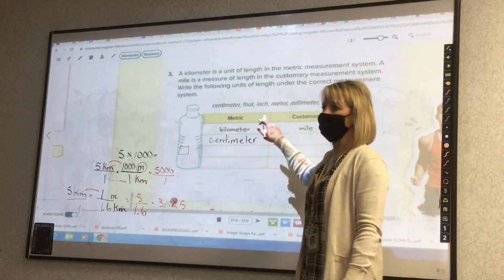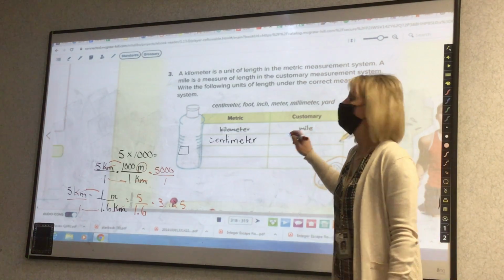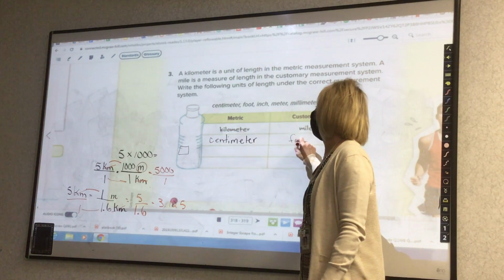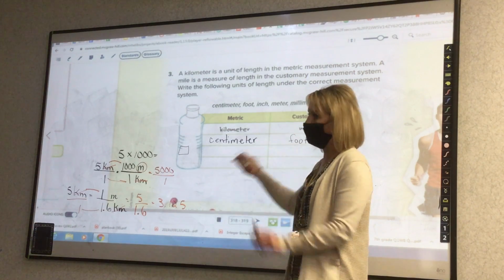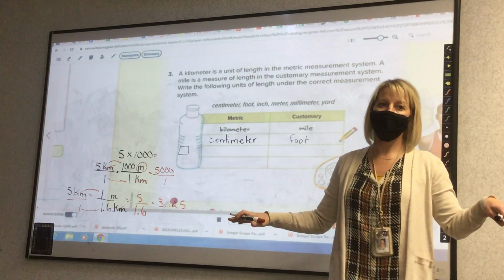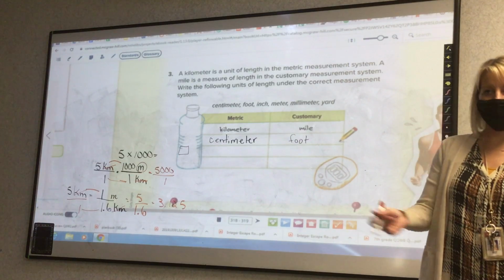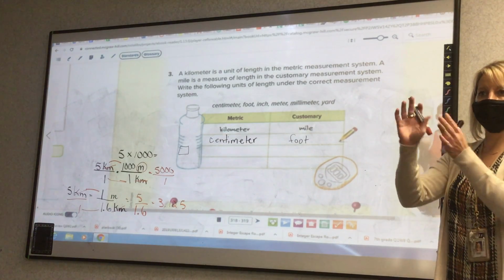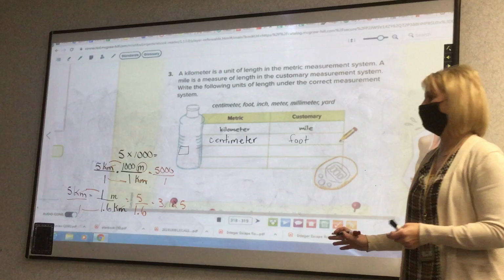Is a foot metric or customary? Customary. So we'll put it over here in customary. Do these equal each other? No, do not think that they equal each other. They are not. It's just one side is customary units, the other side is metric units.